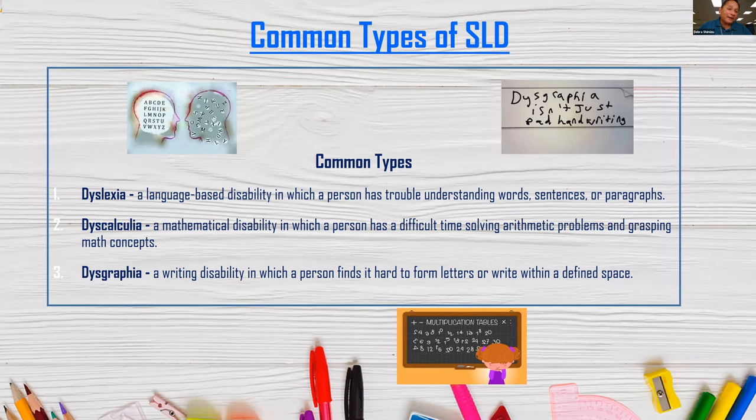there's dysgraphia, and dysgraphia is a writing disability where we see the manifestation of dysgraphia with, of course, those letter formations and writing within a defined space.